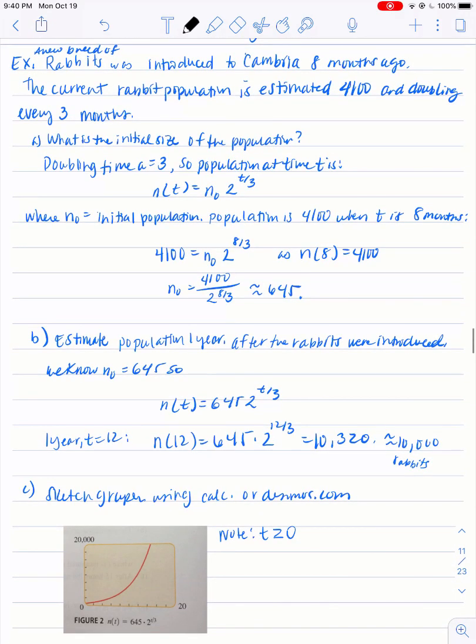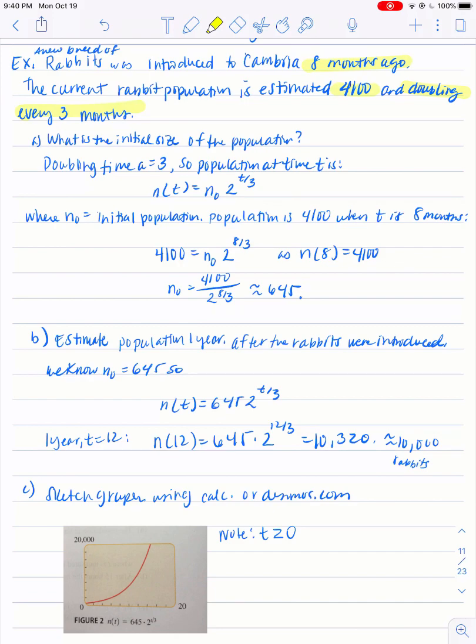Okay, my next example is a new breed of rabbit was introduced to Cambria 8 months ago. The current rabbit population is estimated to be 4,100, and it doubles every 3 months. So we have 4,100, 8 months ago, doubles every 3 months. What is the initial size of the population? So our doubling time is a equals 3 in months. And then our population at time t is going to be n of t equals n naught times 2^(t/3). So we want to solve for n naught.